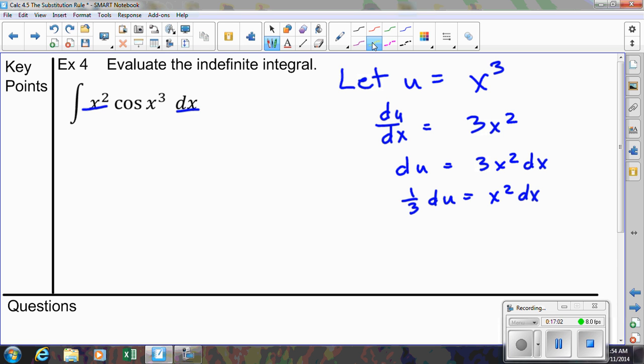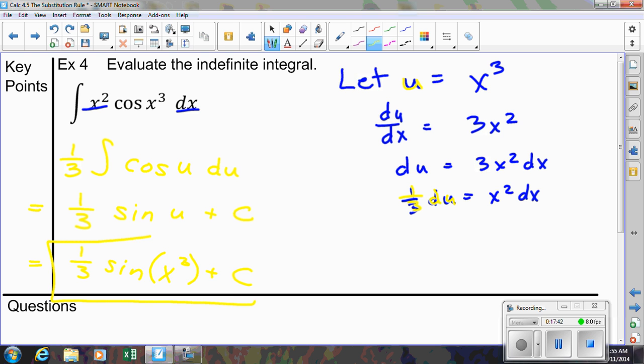Making our two substitutions of u and 1/3 du, those two pieces get plugged in, so we'd have 1/3 cosine of u du, and the antiderivative for cosine is sine. But then we know, substituting back in, u is equal to x cubed. And so we're done. We have our antiderivative.